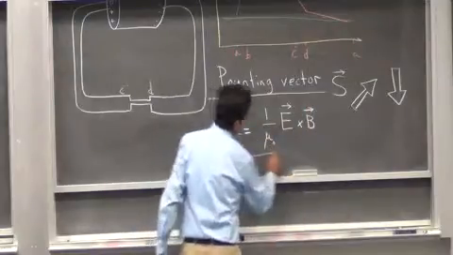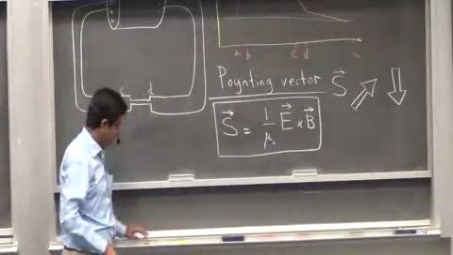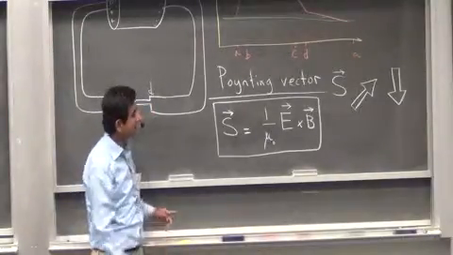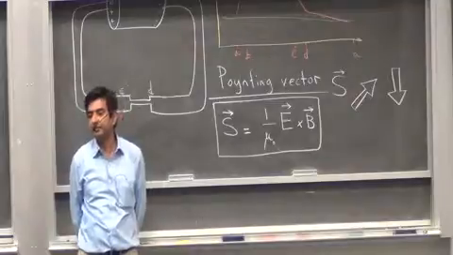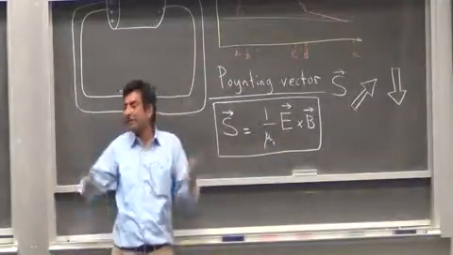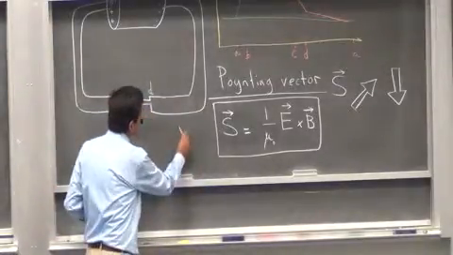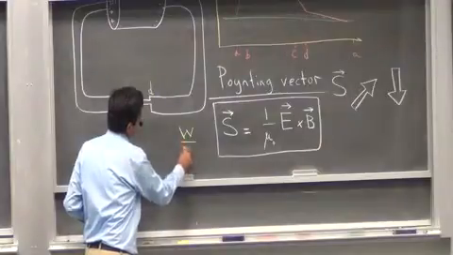Now this derivation is beyond the scope of this course, but you will study it in your next course on electromagnetism. But this is what the Poynting vector tells us. It's a cross product, so it's a vector. It has to be a vector because it tells the direction of the energy flow. Its units are watts per meter squared.